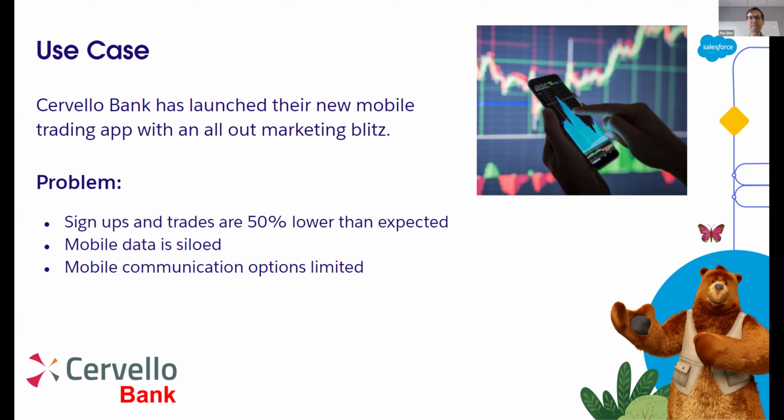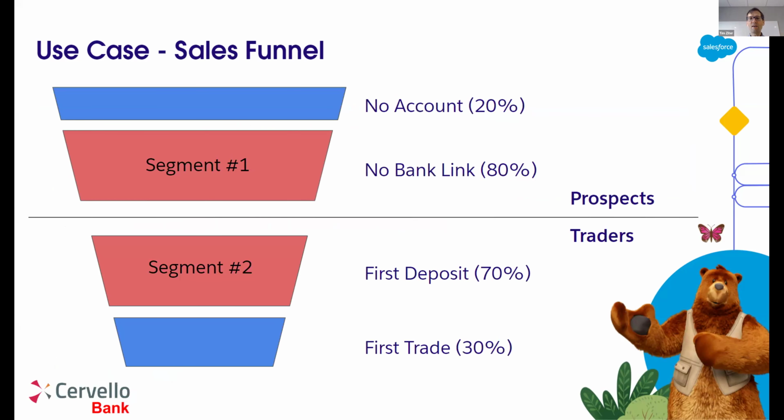Number two is that data is siloed in the mobile app. They can't really communicate to those users except through in-app promotions. They want to use Marketing Cloud, but they can't find a way to make that connection. So that's why they pulled in Data Cloud to help solve that problem. Taking a look at that sales funnel, we're trying to dig into those KPIs. Why aren't they getting people to use that mobile app? Today we're going to focus on the top segment here, segment one.